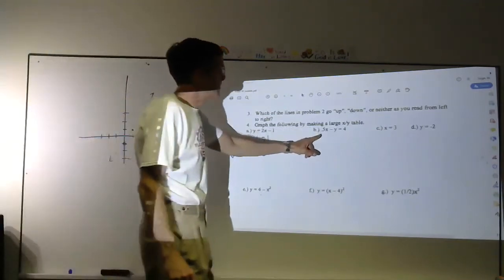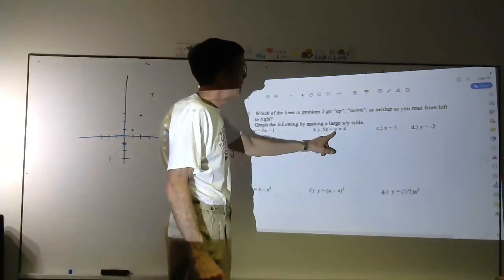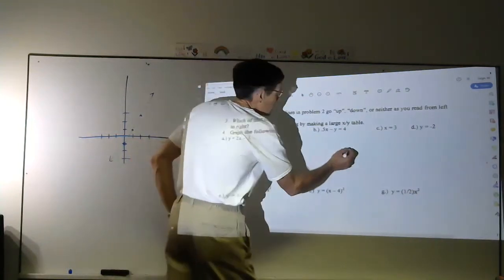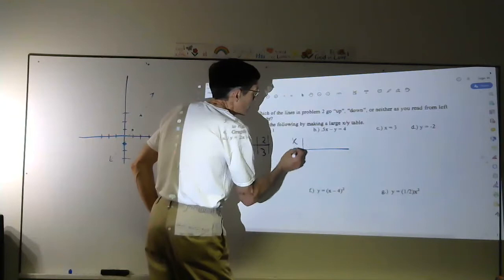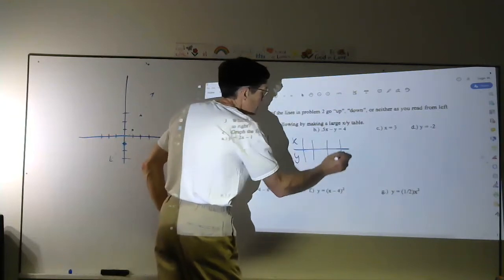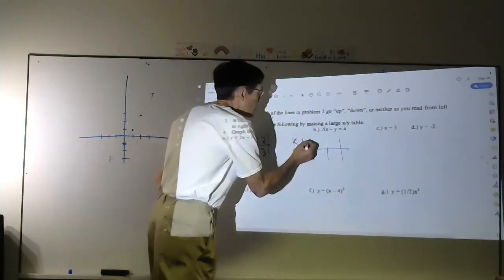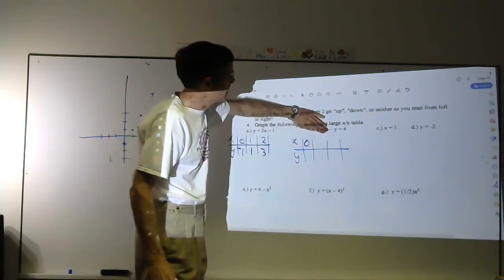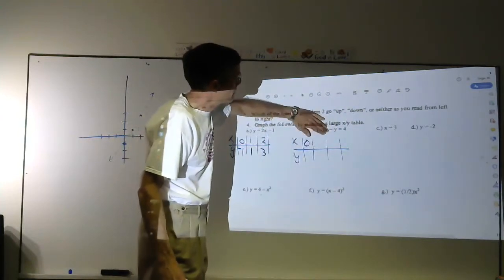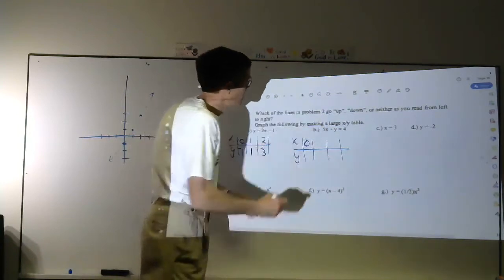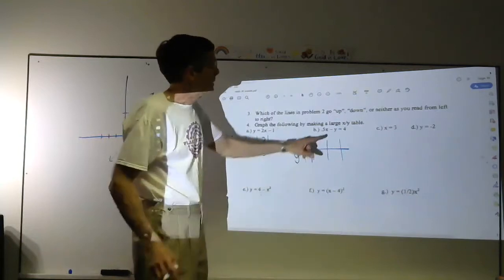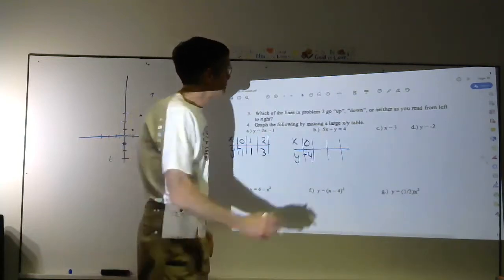Let's do this one. This is 1/2 x minus y is 4. Okay? Make a table. Now, I'm going to use 0. 0 times anything is 0. Negative y equals 4. Divide by a negative, so y is minus 4. I'm not going to use 1 because that's going to give me a fraction. I'll use 2.